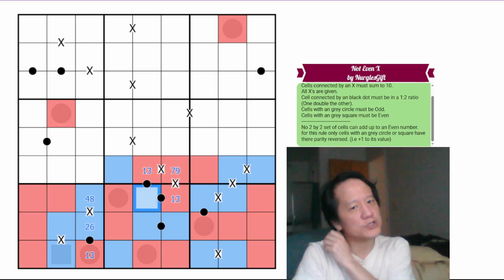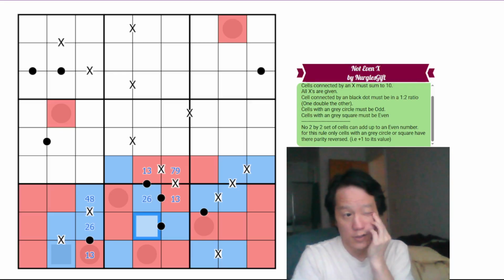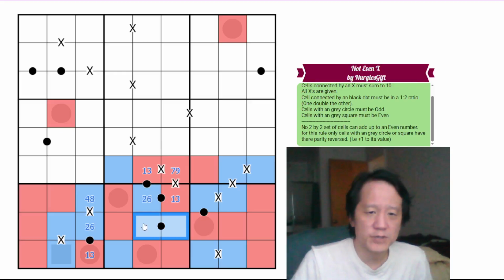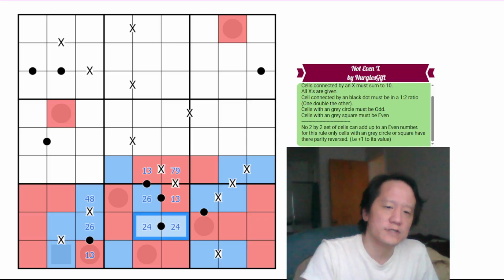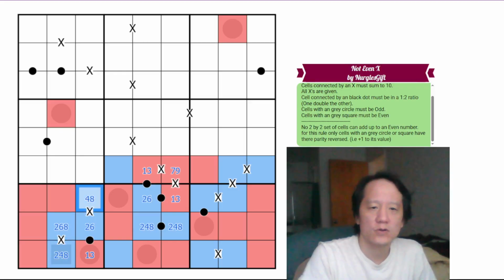To be in a 1 to 2 ratio with another digit. So this is 2 and 6 again. This must be 4 with 2 or 8. We're not sure which, because they're both even. Therefore, this can never be 4. It's 2, 6, or 8, which makes this 2, 4, 8 here. We don't know what this is.